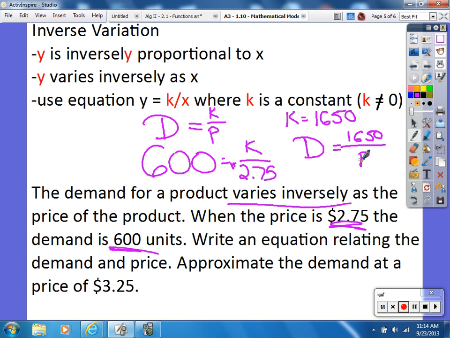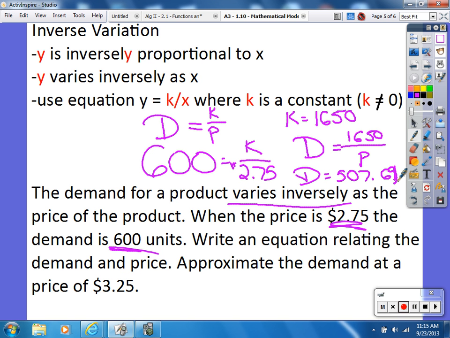Okay, so now I want you to figure out the last line. It says approximate the demand at price of $3.25. So here's my equation. Figure out the demand if the price is $3.25. Whitney. 500 and what? 0.6? 0.69? Okay, so there's my demand. Does that make sense?